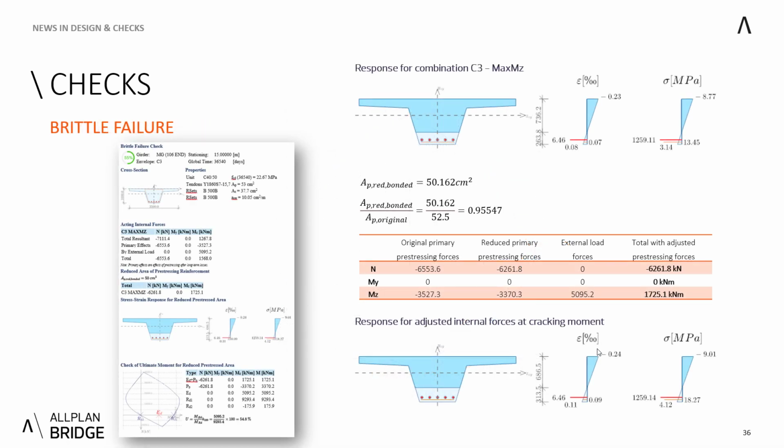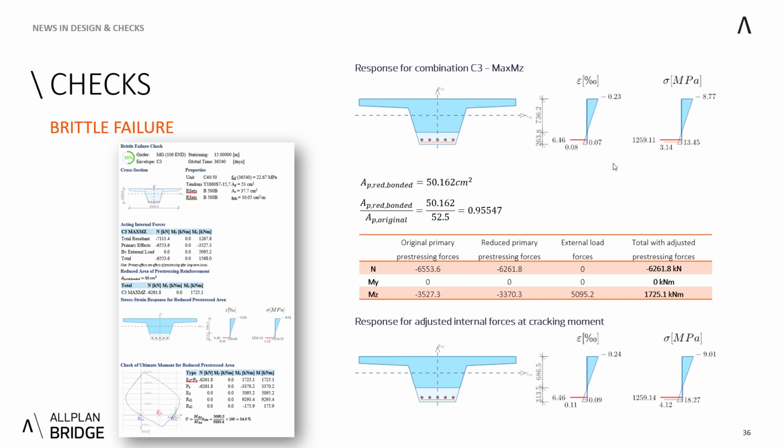The next design situation on our plate is the brittle failure. Basically there are two methods that are allowed. First one is determining the reduced pre-stressing area, and if it cannot be found, you need to go to this M representative type of calculation. In this first example, we can find this reduced area of the pre-stressing by the iterative approach. I can also see it in the report here because it's printed out.